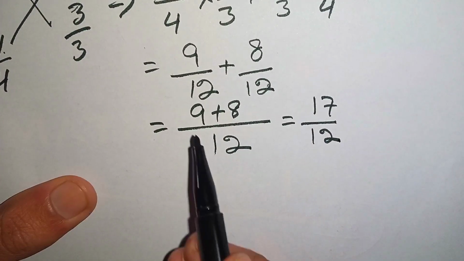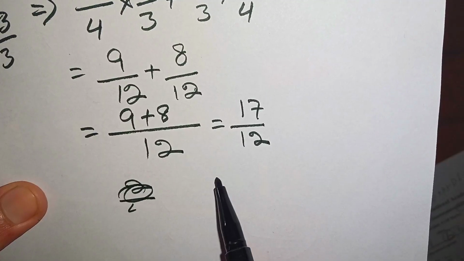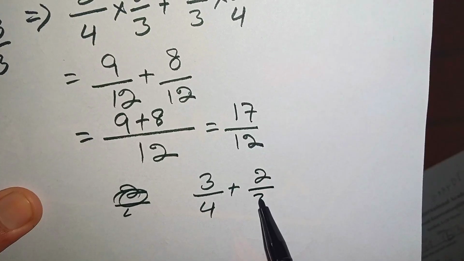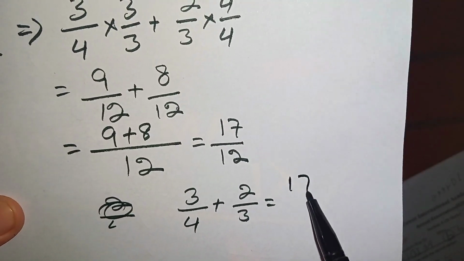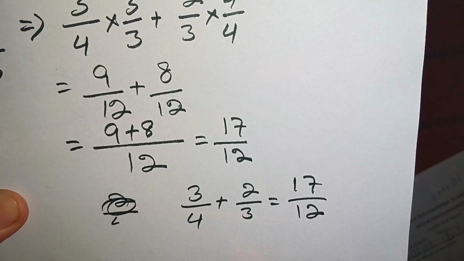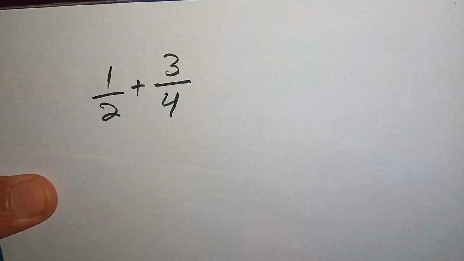So we see that 3 over 4 plus 2 over 3 becomes equal to 17 over 12, which is the final answer.